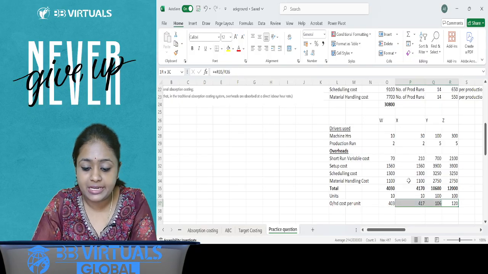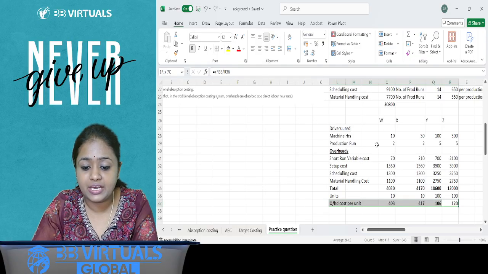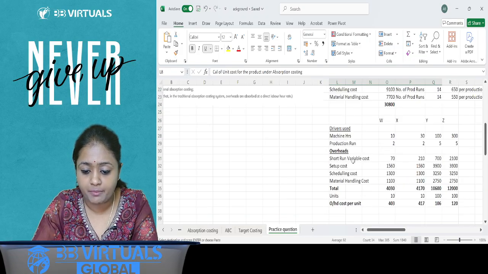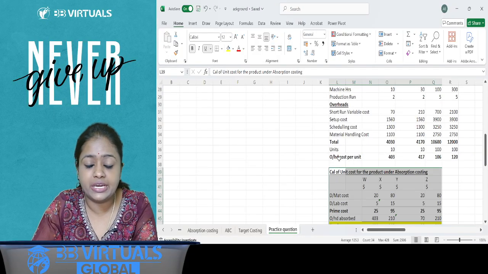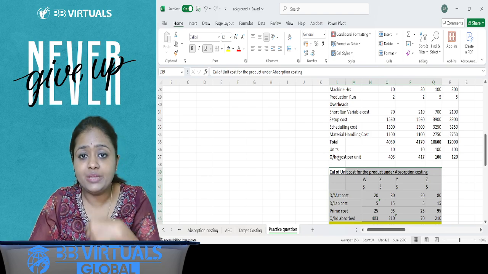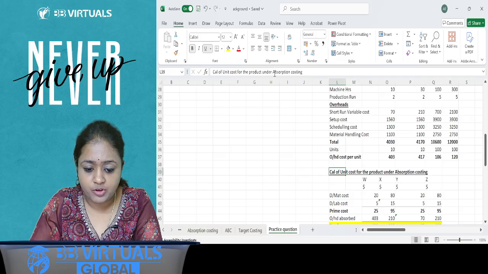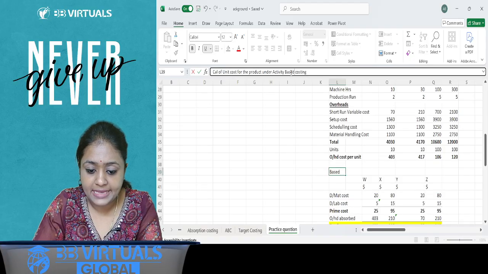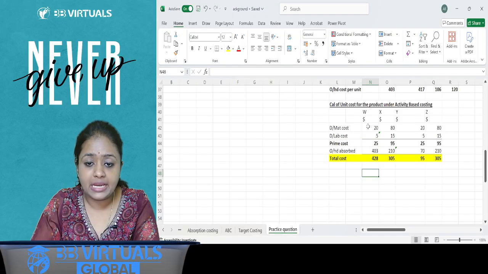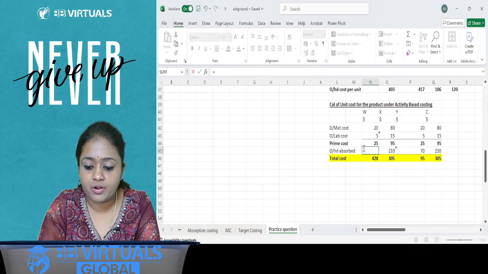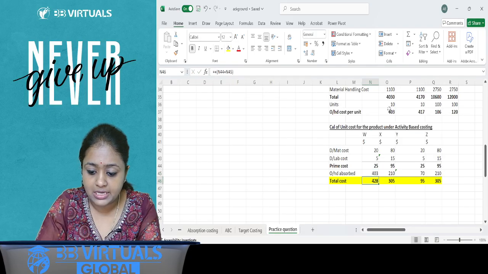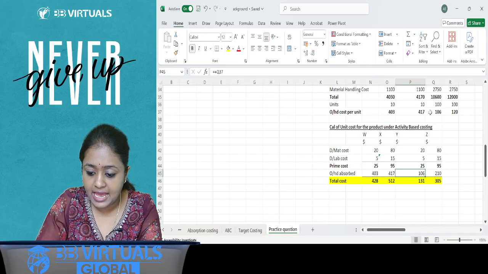I hope I'm absolutely clear with this. Now let's take it to the product cost. And when we were preparing the cost sheet, I will just copy this format and I will recalculate it with ABC. So let's calculate the unit cost under ABC, activity based costing. Okay, direct material, direct labor will not change, only overhead absorbed will change. So here we will have overhead absorbed as 403. Here I'll have 417. Here I'll have 106. Here I'll have 120.